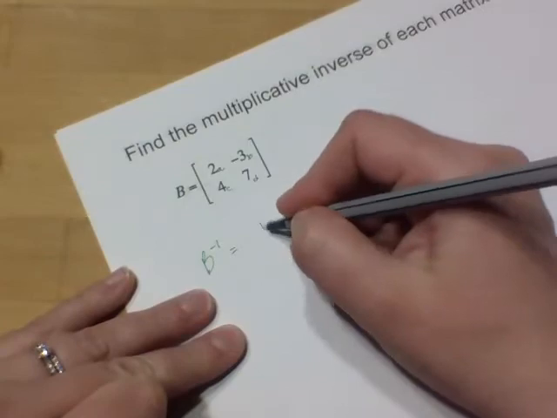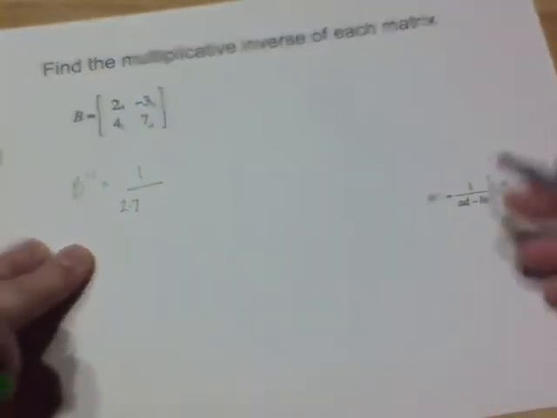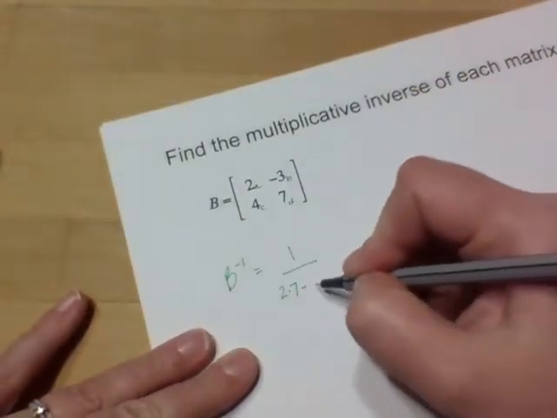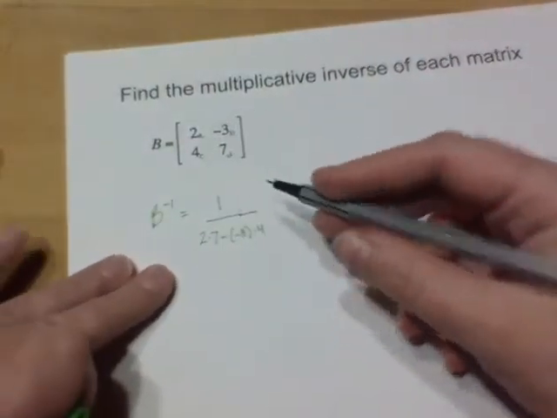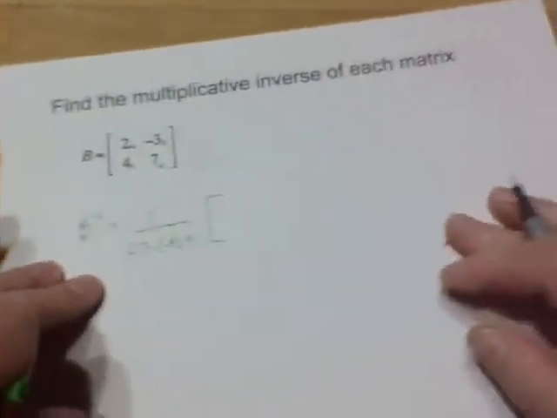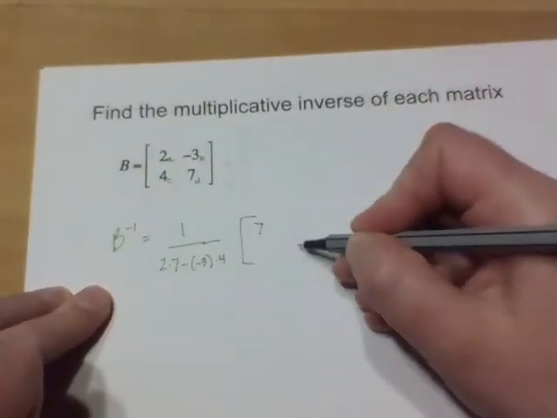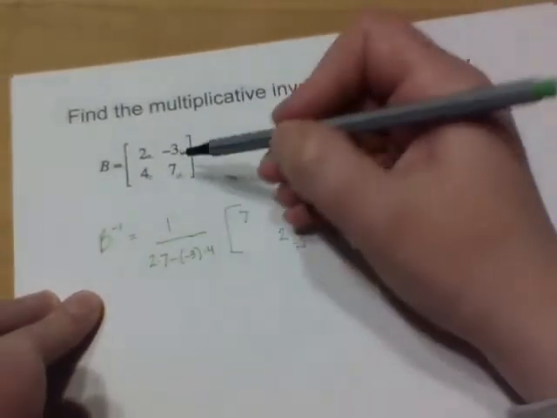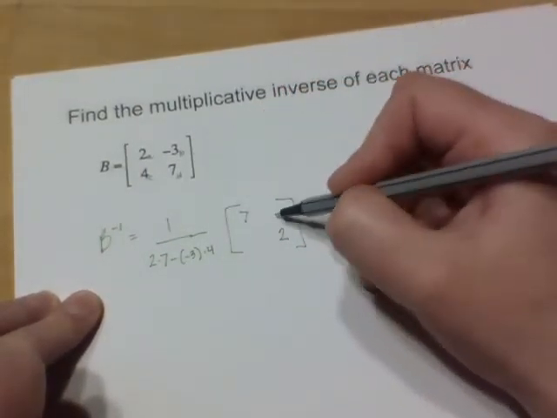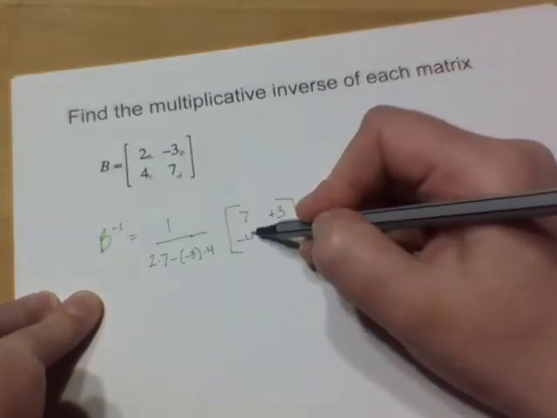And so I'm going to take 1 over A times D, which in this case is 2 times 7, which we already did, and then negative B times C. So remember that was negative 3 times 4. This is the previous one that we had done. Then we're going to multiply that by this new idea of flipping the D and the A. So now our 7 is up here and our 2 is down here. And then making the other 2 corners negatives. So we'll keep the negative 3 up here, but we're going to make it positive 3. And then we'll keep the 4 down here, but we're going to make it negative.